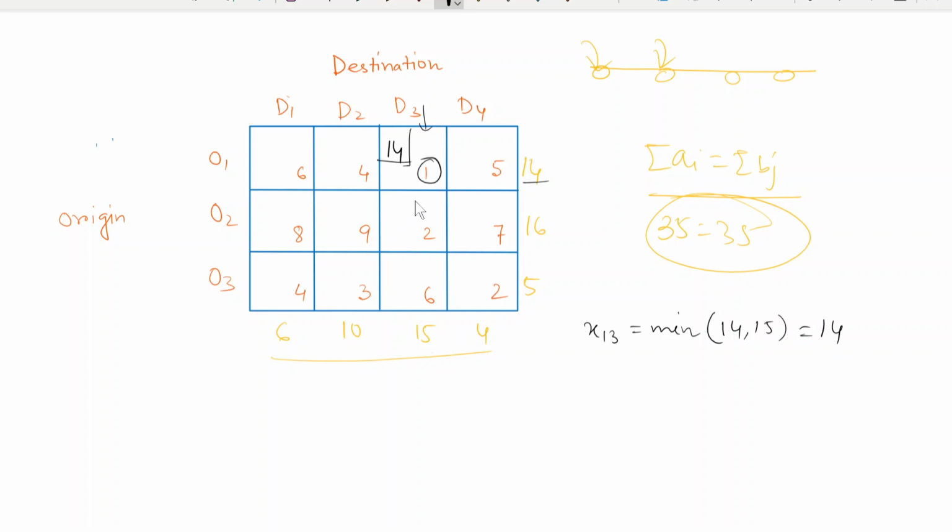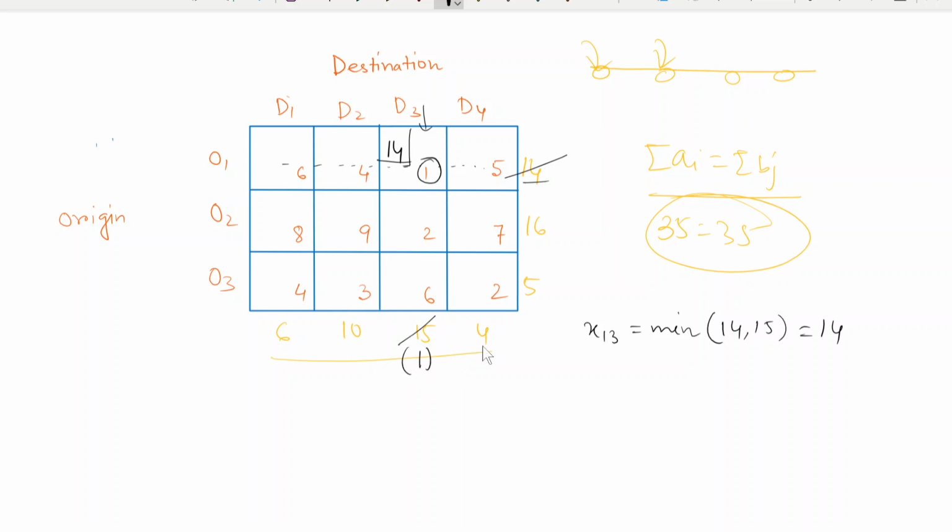Therefore, origin 1 is exhausted, which means this row gets cancelled, and here 1 unit of demand is remaining for D3. Okay, so this is the first step.